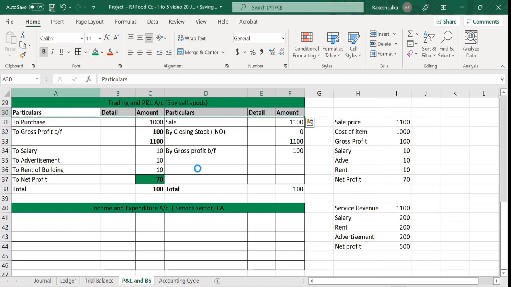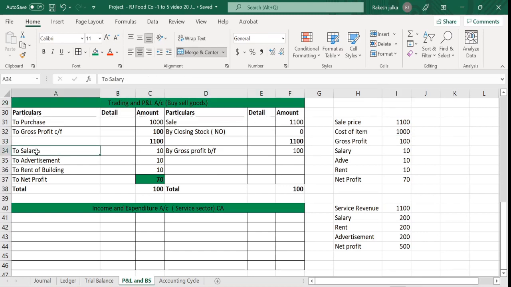In this case, trading and profit and loss account is divided into two parts. The first is trading. What is the meaning of trading? Trading means buying and selling of goods. If we have bought some goods at $1,000 and we have sold at $1,100, it means the $100 is the gross profit. So gross profit comes as the outcome of the trading account.